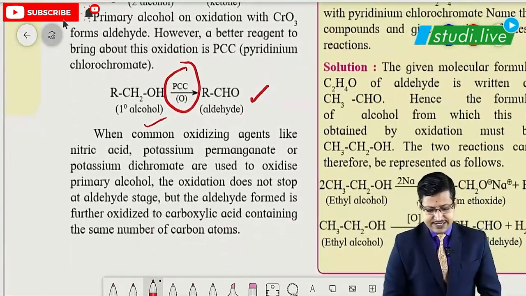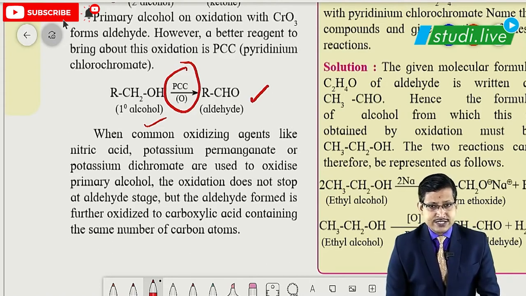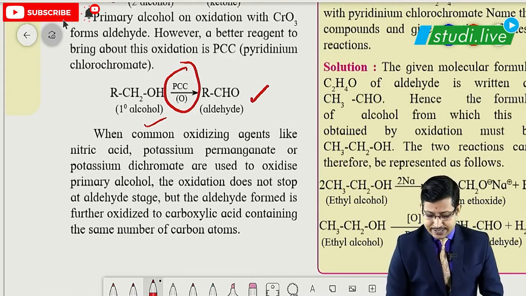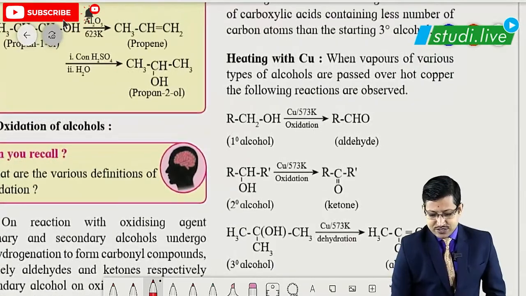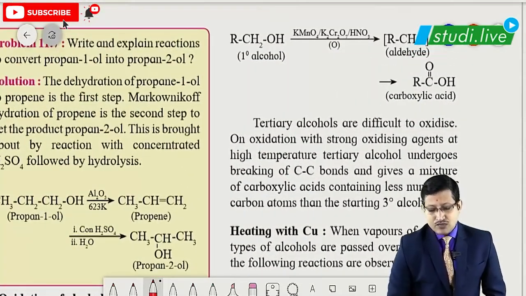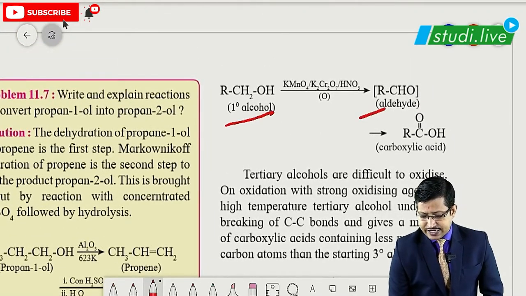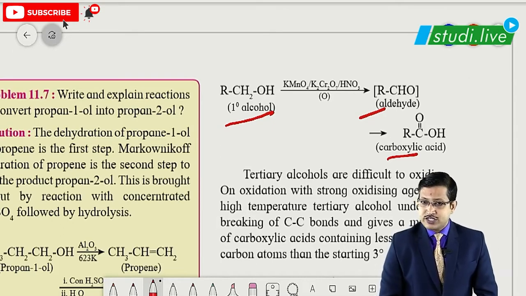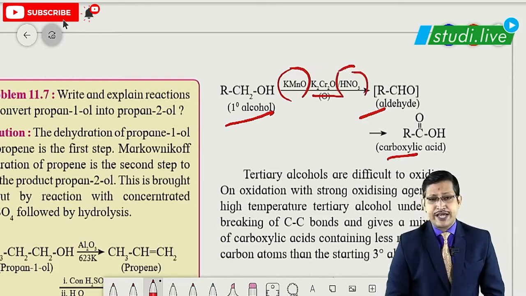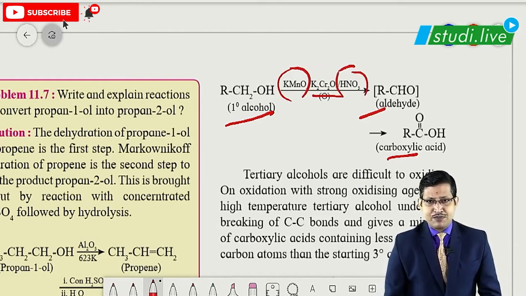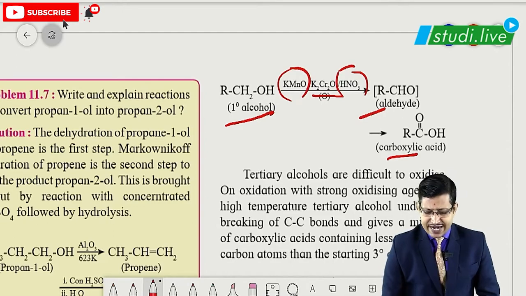When common oxidizing agents are used, generally it will get to carboxylic acid, but that has to stop at the aldehyde step. So we are using PCC, which stands for pyridinium chlorochromate. The next reaction is the one I was talking about, primary alcohols giving you aldehydes first, and that aldehyde giving you carboxylic acid. Here you need a strong oxidizing agent. Two examples that you can remember: KMnO4, HNO3 and potassium dichromate. These are some of the common examples: potassium permanganate, KMnO4, potassium dichromate, K2Cr2O7, and nitric acid.